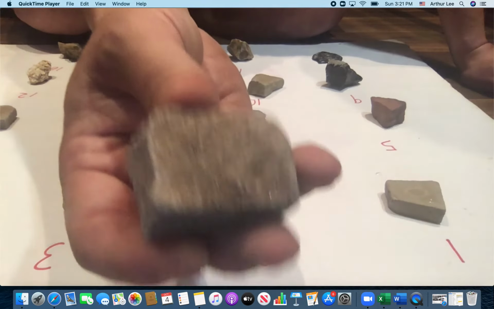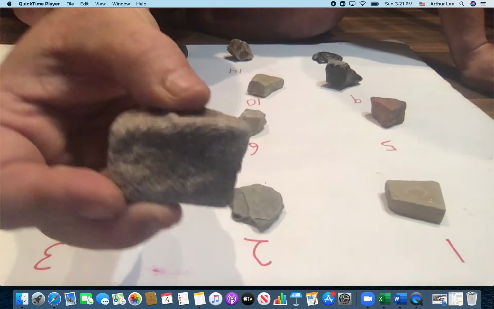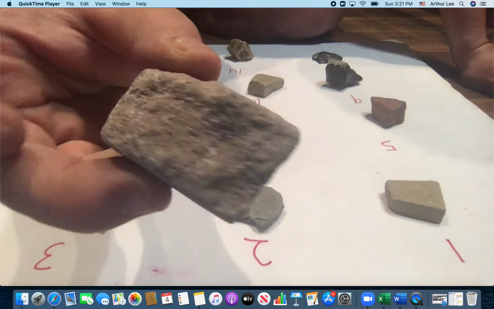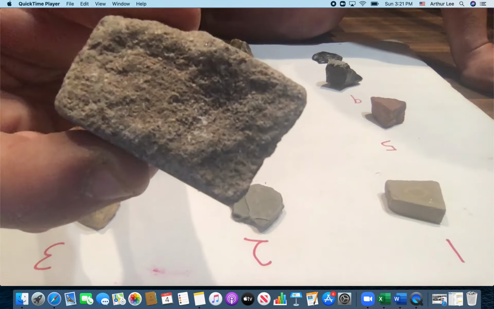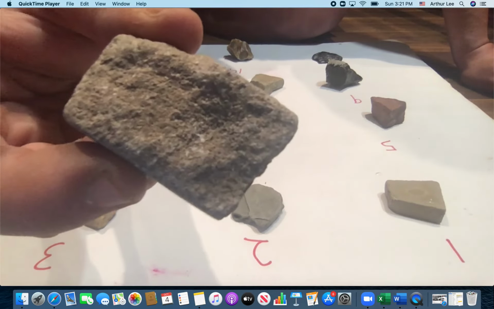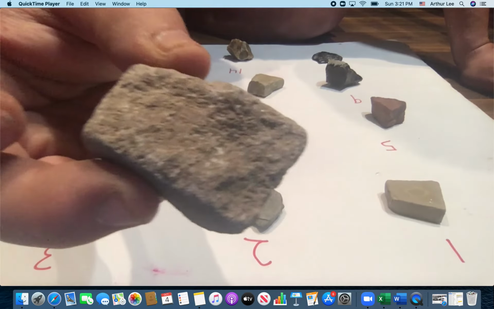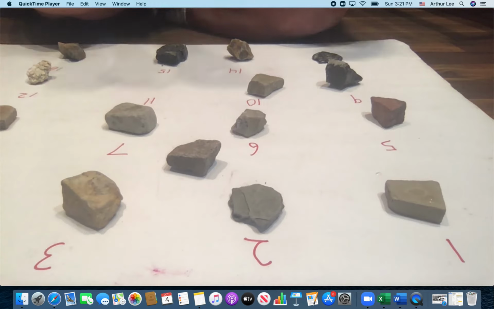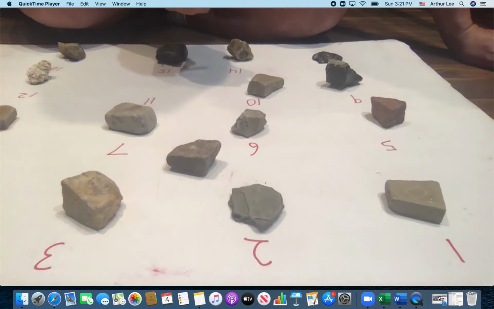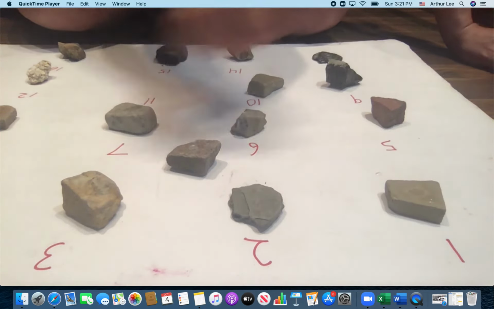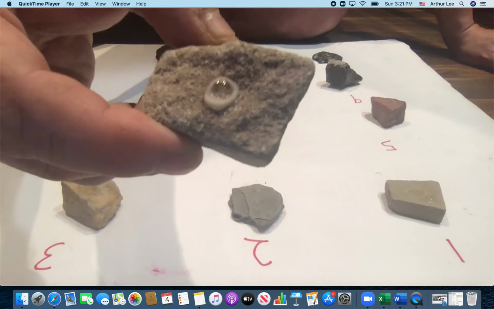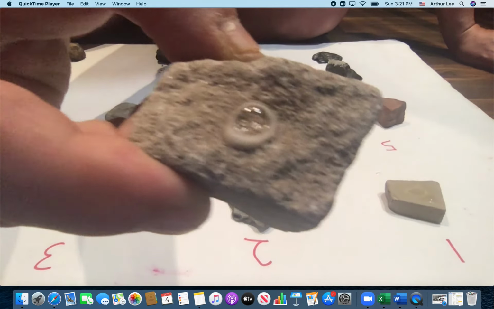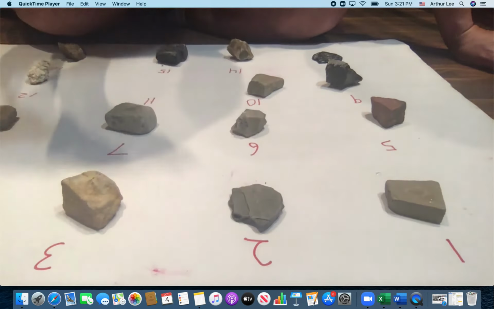Sample number 11. Look real careful at sample number 11. Look at there. You can see little fossils in there. Fossils are evidence of past life. And when I put acid on this, it reacts. See how it reacted there? Filled with little bodies of creatures that died a long time ago.